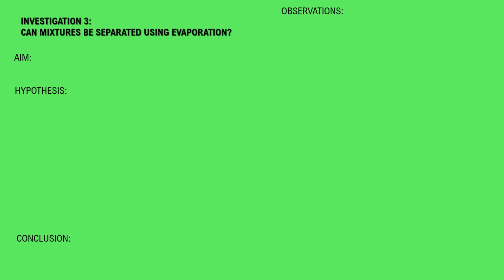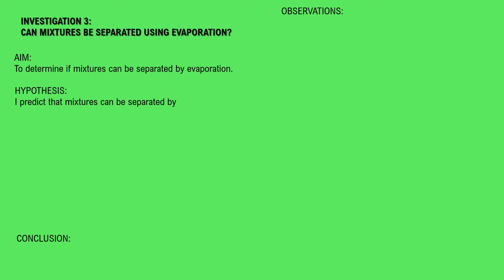For the final investigation for this lesson, the question that is asked is, can mixtures be separated using evaporation? If we write this question as the aim of the investigation, we may write, to determine if mixtures can be separated by evaporation. You should be able to make one of these predictions about the investigation. Which hypothesis do you choose? I predict that mixtures can be separated by evaporation. Or, I predict that mixtures cannot be separated by evaporation.